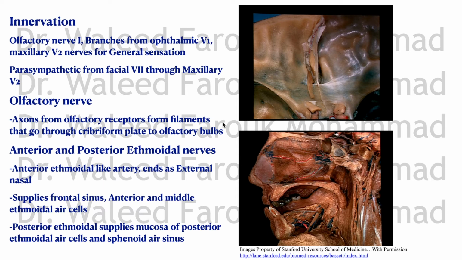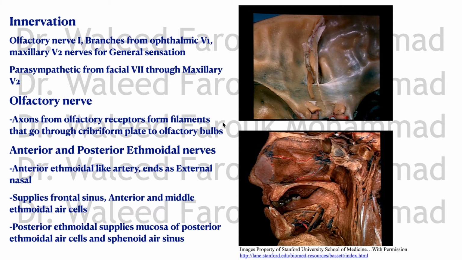Innervation. Nerves involved in the nose are the olfactory, and branches of the ophthalmic and maxillary, all these for general sensation, as well as the parasympathetic that originated from the facial through the greater petrosal, then through the branches of the maxillary nerve.